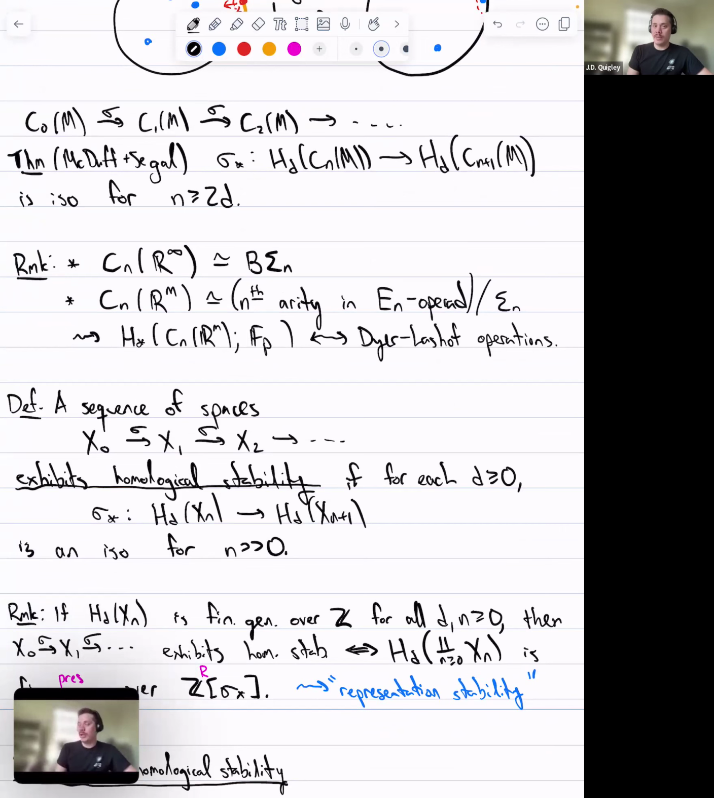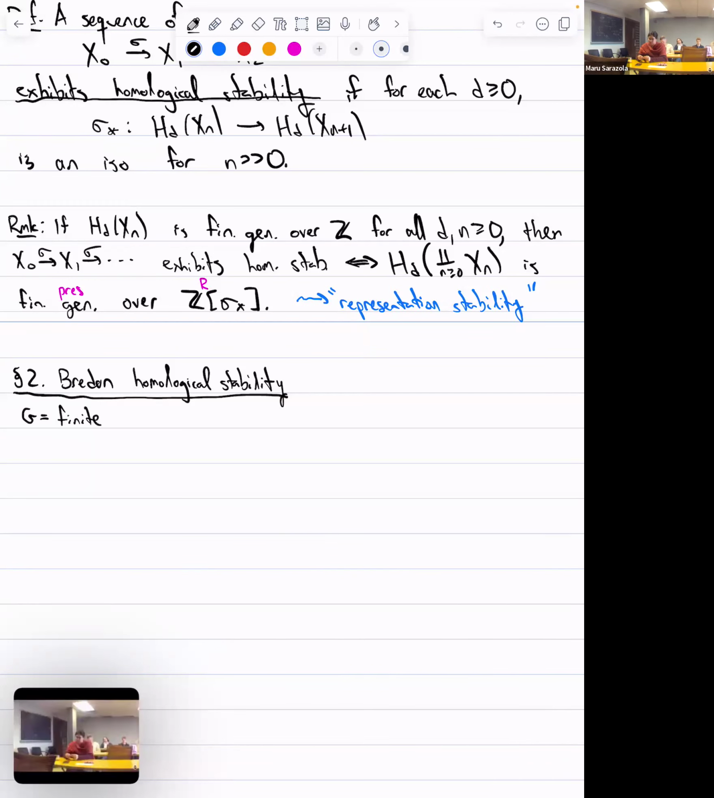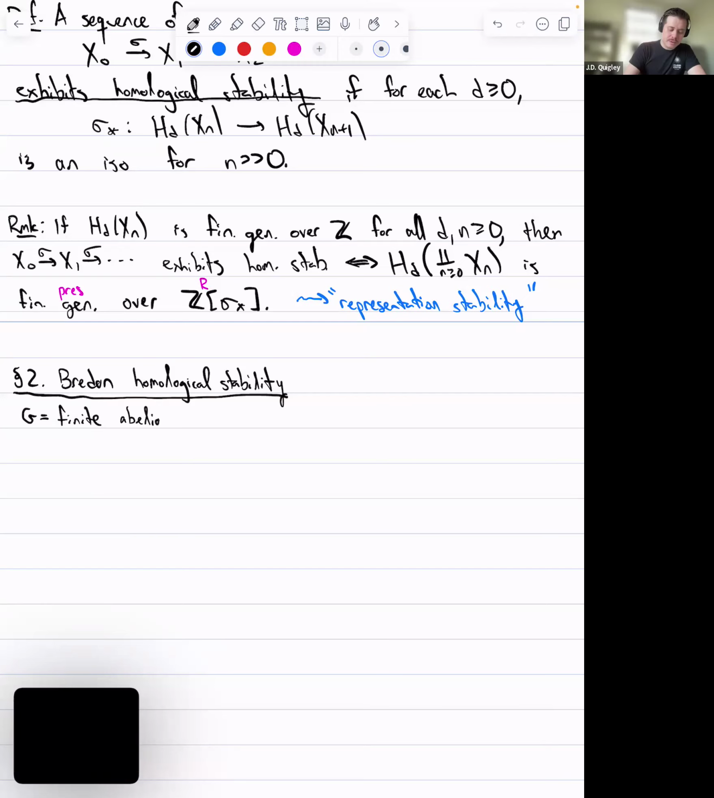Hopefully at the end, I'll have time to tell you about some other applications that are a little bit less equivariant. Okay, so throughout this discussion, G is going to be a finite group. Let me go ahead and just put abelian to make my life as simple as possible. But a lot of this does go through if I don't impose abelian.